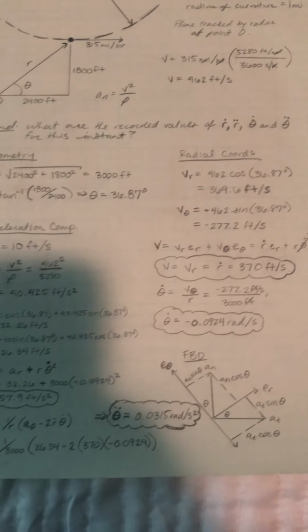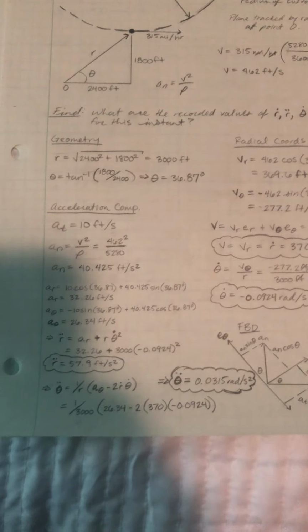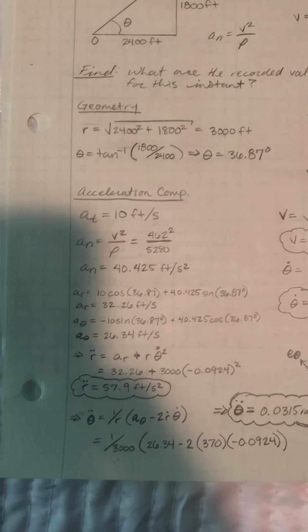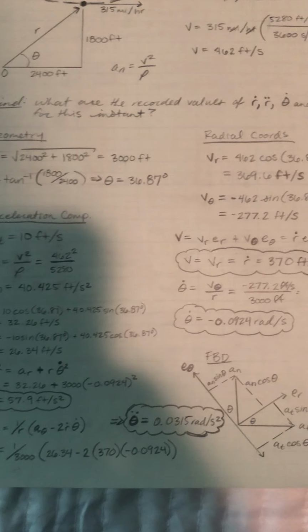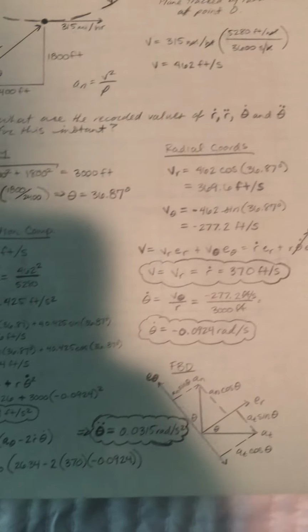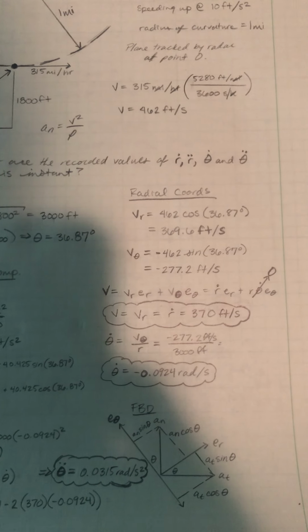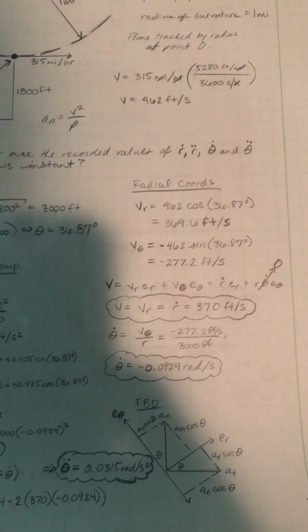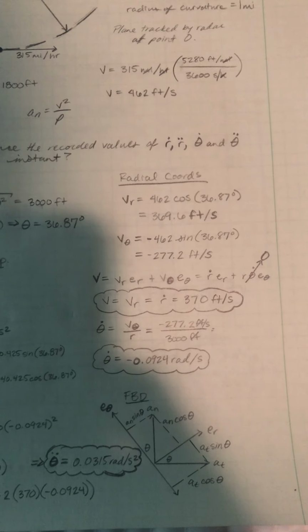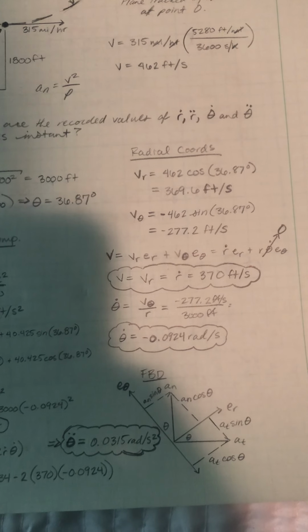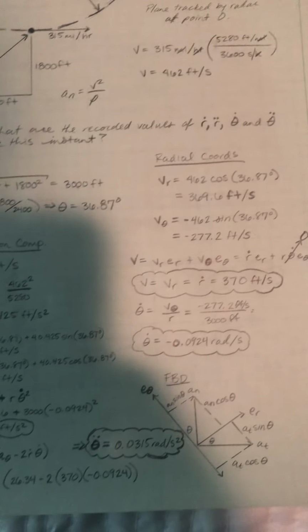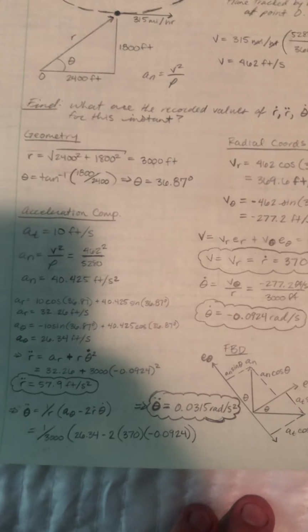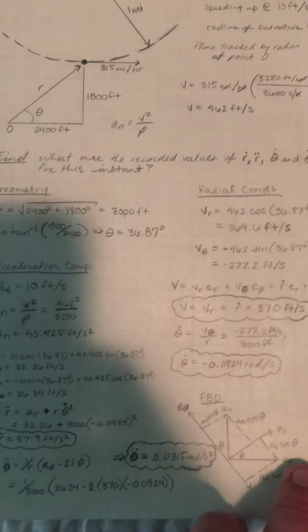We find that our R is equal to 57.9 feet per second squared, and our V is equal to 370 feet per second, and our theta dot is equal to negative 0.0924 radians per second. Plugging this all in, we get what we need.